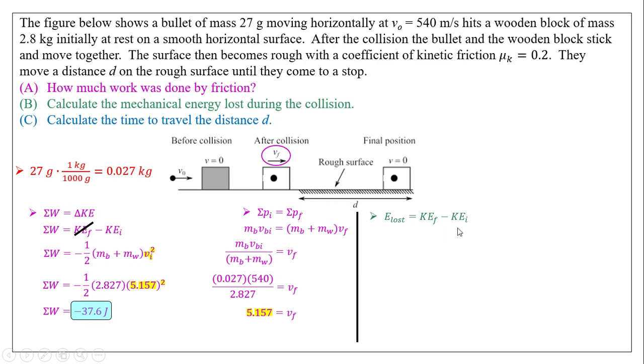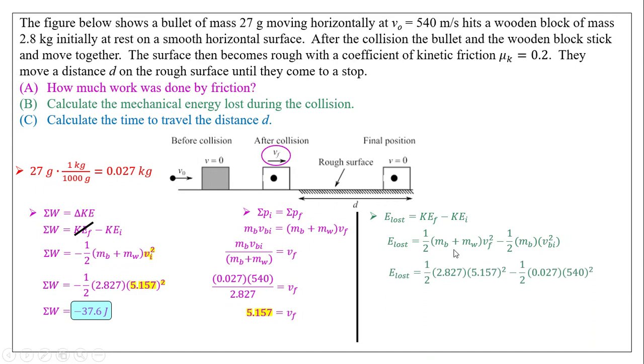E loss is just KEF minus KEI, and here KEF is just 1/2 times M block plus M wood, and don't forget they move as one now, so make sure you add these masses together, times VF squared, minus 1/2. But KEI, the initial kinetic energy of the system, is only contributed by the mass of the bullet, right? Because initially the wooden block was not moving, so there is no KE for the wooden block. The only KE for the whole system comes from the bullet itself, because it was the only thing initially moving. So you notice here, while the first term KEF has MB plus MW, KEI only has the mass of the bullet. So make sure you differentiate as you practice.